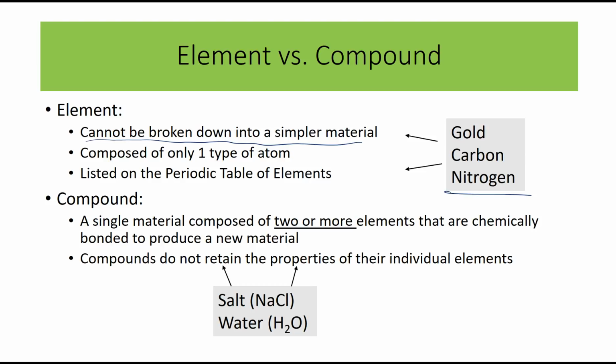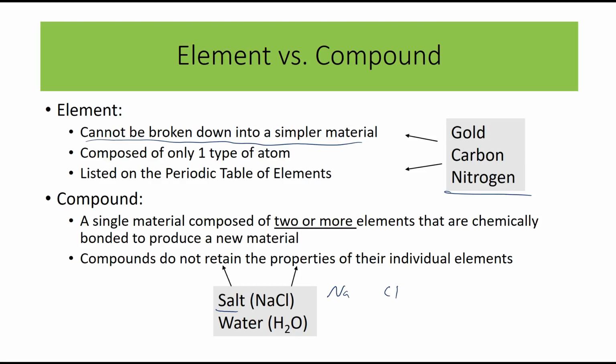So elements are pure substances. Compounds are also considered pure substances, except they are composed of two or more elements. Now, we could have more than two, by the way. We'll see some examples of that some other time. But salt, for example, is composed of sodium and chlorine ions that are chemically bonded.